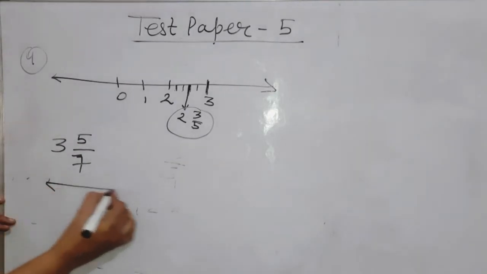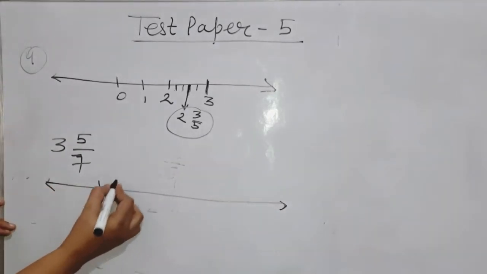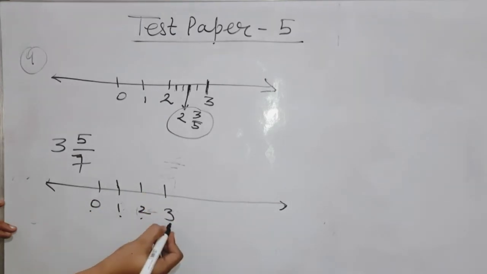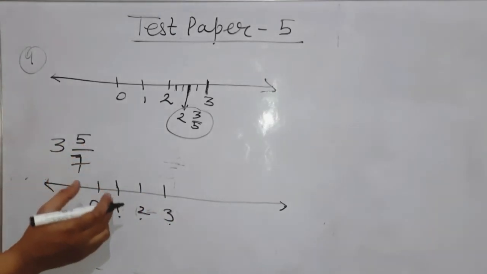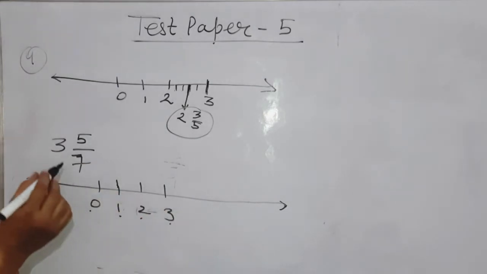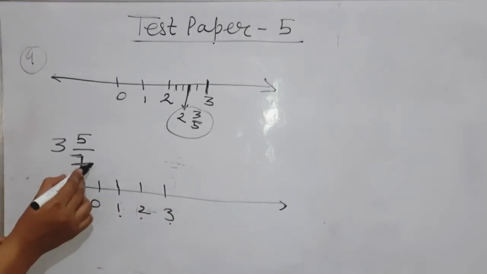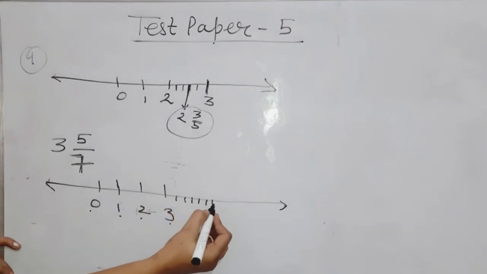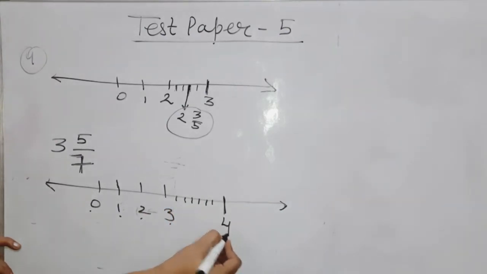Let me represent it for you. 0 1 2 3. Now this point lies between 3 and 4. So in between 3 and 4, how many divisions will be there? 7 divisions. 1, 2, 3, 4, 5, 6. And the seventh one will be 4.